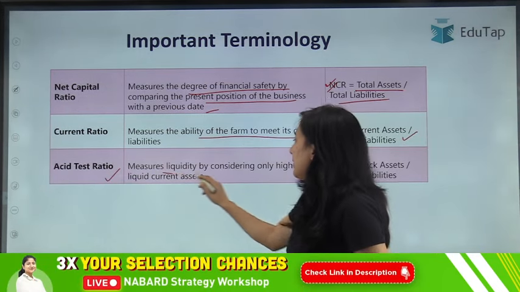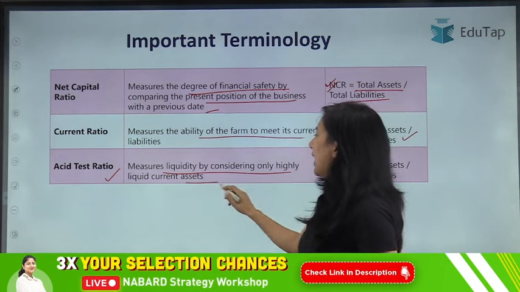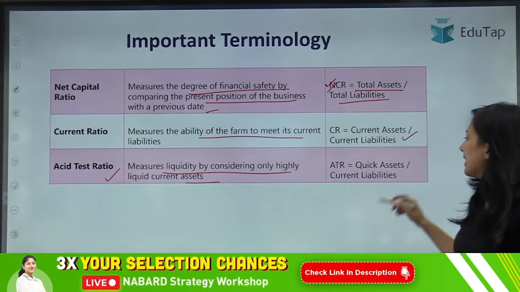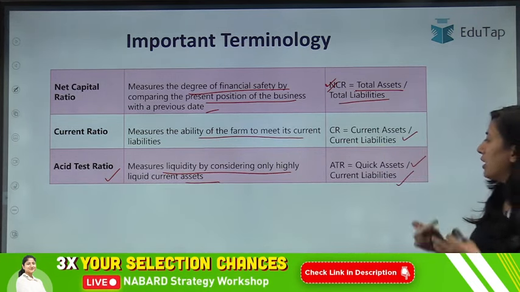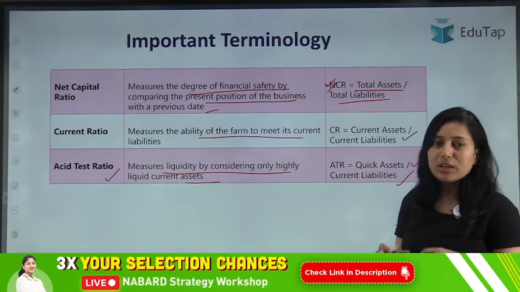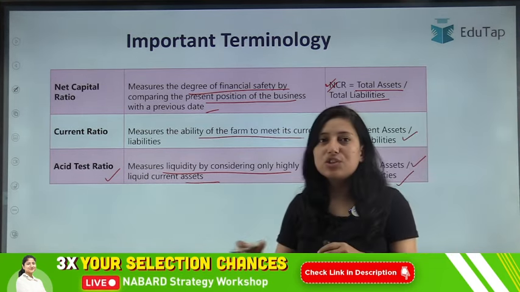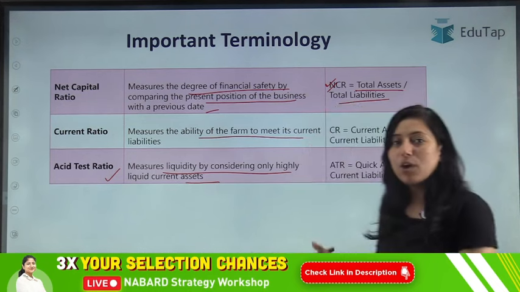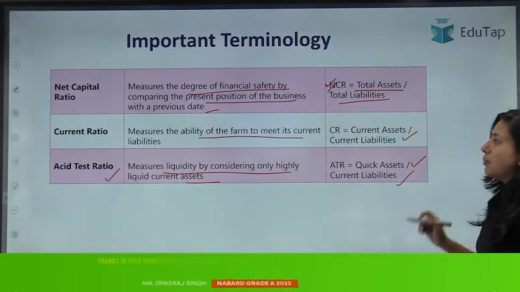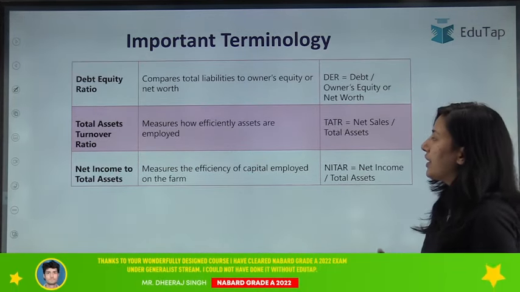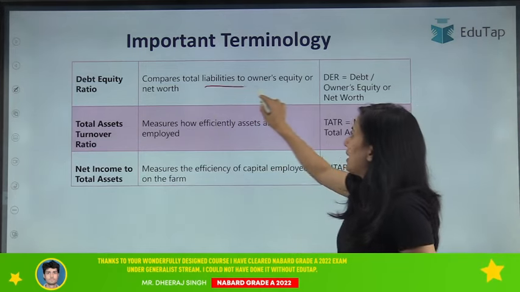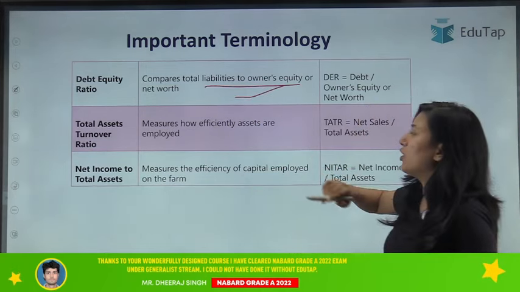Then we have the acid test ratio. It is the measure of liquidity by considering only highly liquid current assets. So basically it is quick assets upon current liabilities. Okay, so your acid test ratio is your quick assets upon current liabilities. Moving on to the next, that is the debt equity ratio, which compares total liabilities to owner equity or net worth.